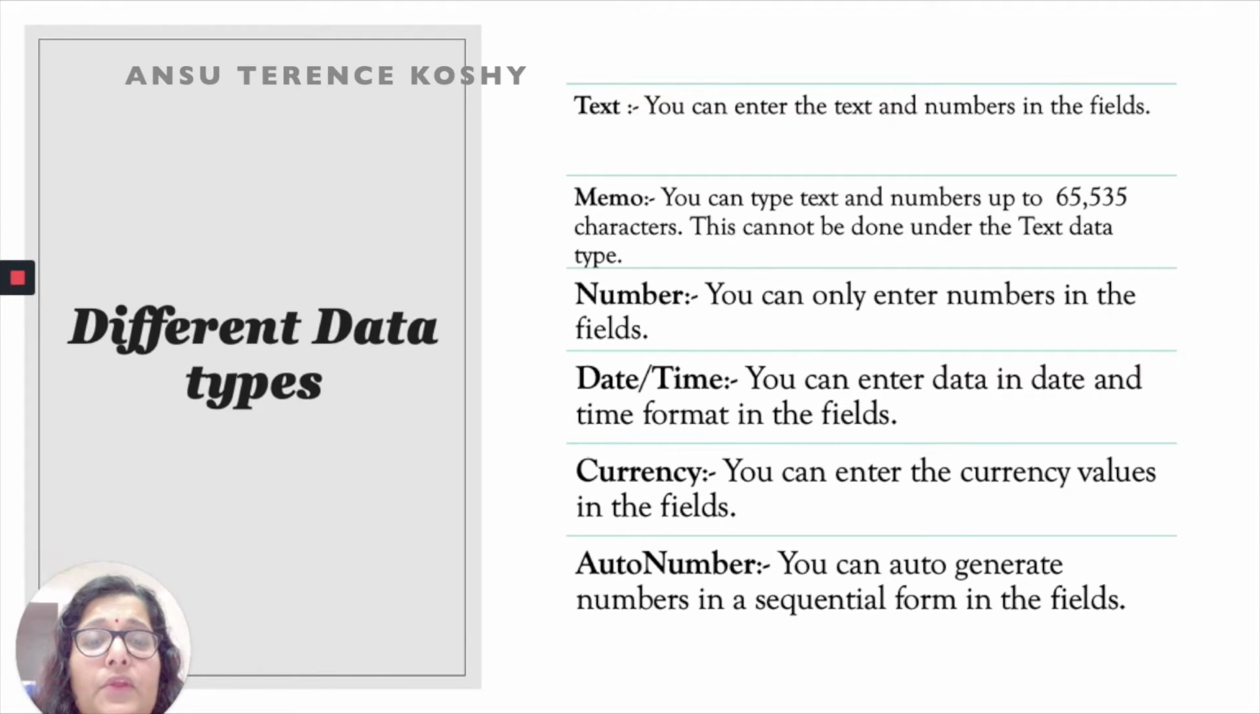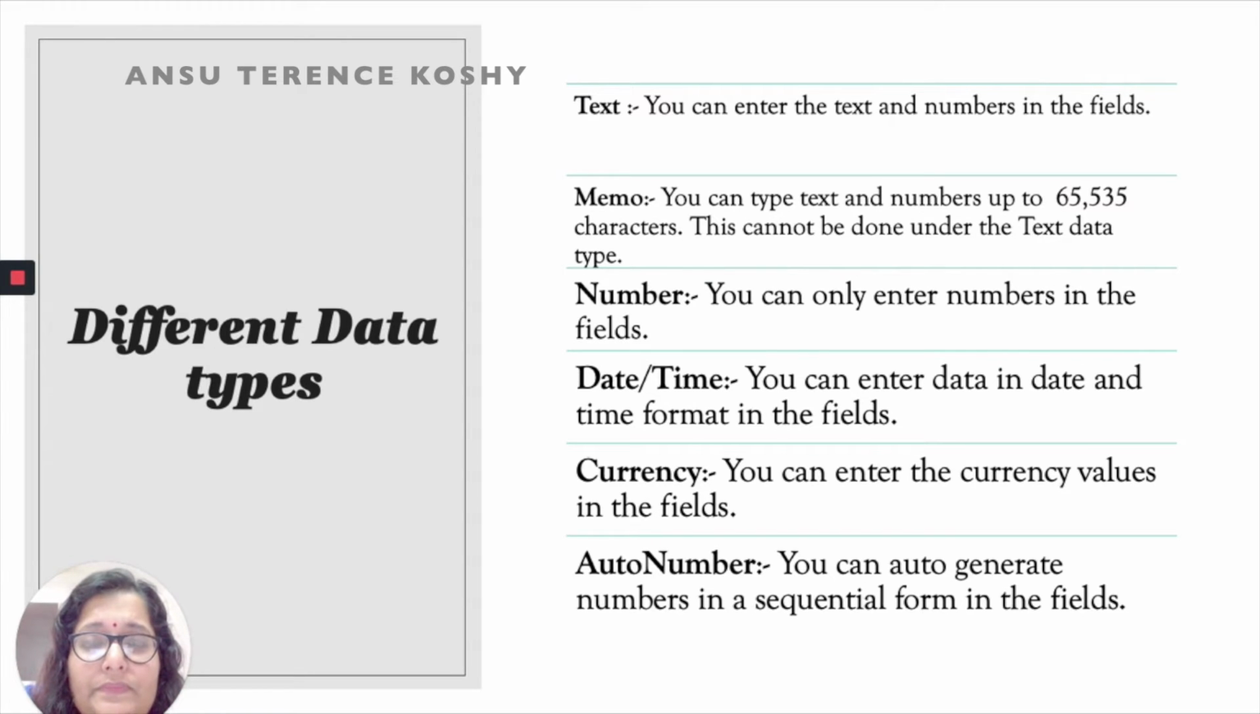Number. You can only enter numbers in the field. This data type is just to enter numbers only. Date or time. You can enter date in date and time format. Currency. You can enter currency values in the fields. If you want to enter a particular currency, then this is the data type that you need to use.